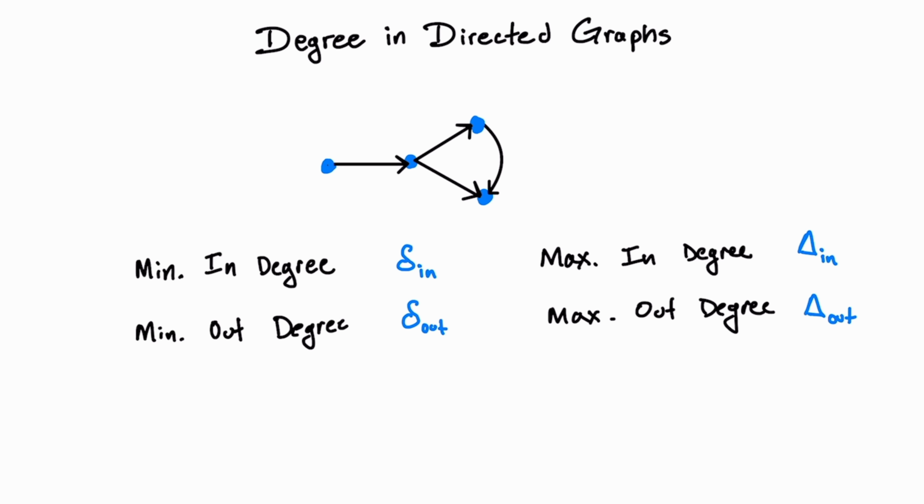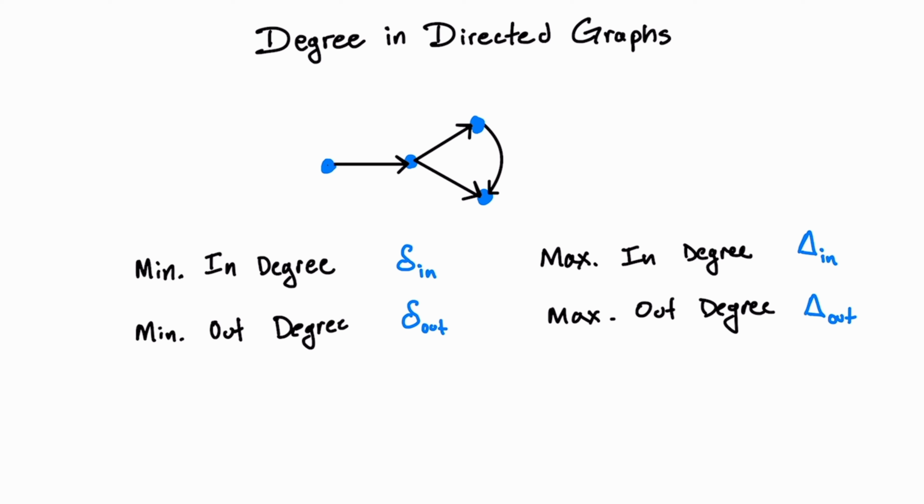Take a moment to find the minimum and maximum out degrees in this graph. The minimum out degree is 0, and there's one node with that out degree. This one right here. The maximum out degree is 2, and there's one node with that out degree, the one right here in the middle.